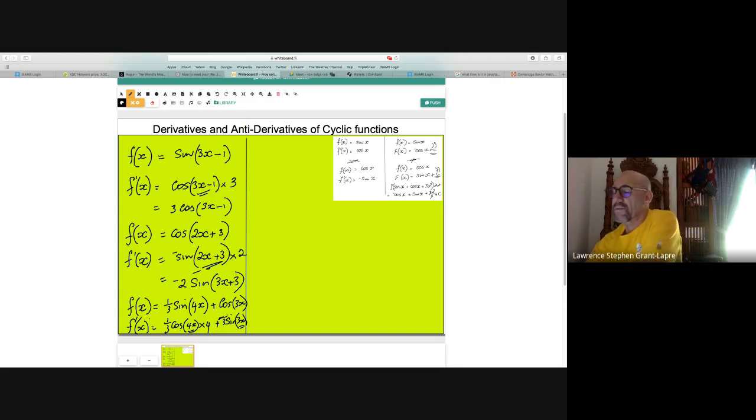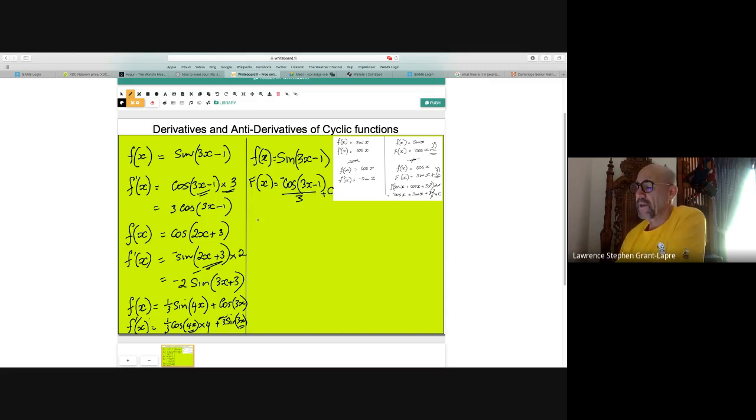All right, let's have a look at some antiderivatives. So if the function is sine of 3x minus 1, what's the antiderivative? So let's put the primitive, capital F. Well, the antiderivative of sine is negative cos. Don't change the bracket. Now, the derivative of that bracket is 3, but this time we don't multiply by the derivative, we divide by the derivative. And don't forget plus c.